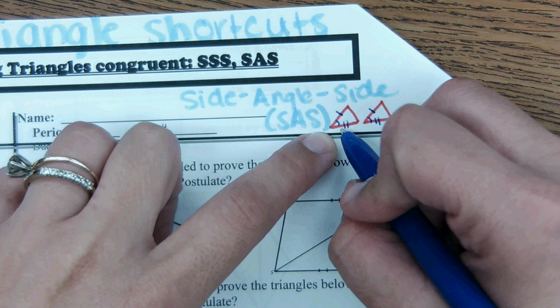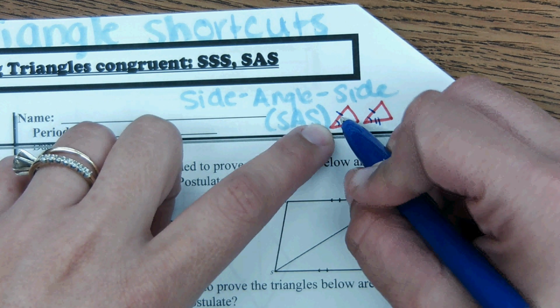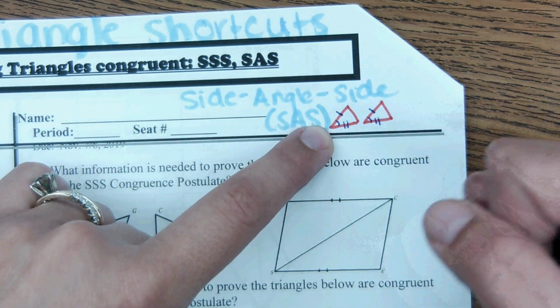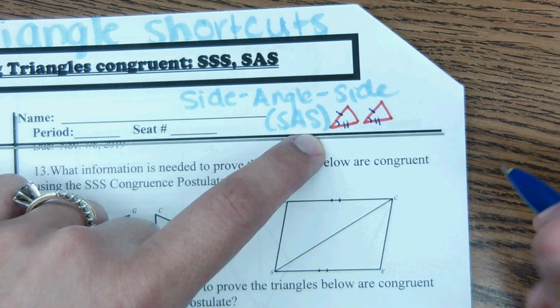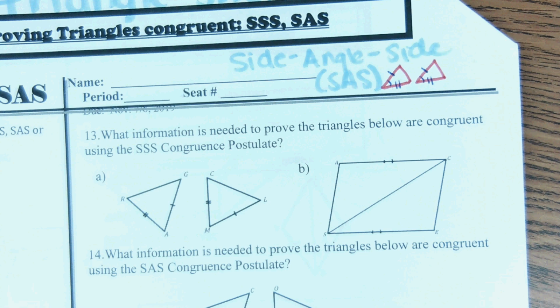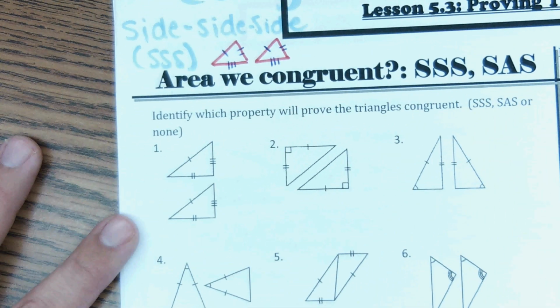What's important is that the angle has to be the included angle, so when you're naming it, it has to be in order, side, angle, side, like that. Got it? Okay. Now we're going to look at some examples.